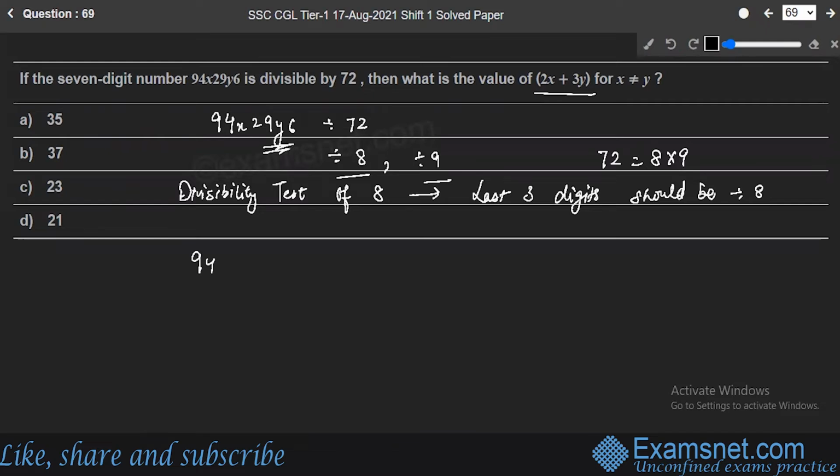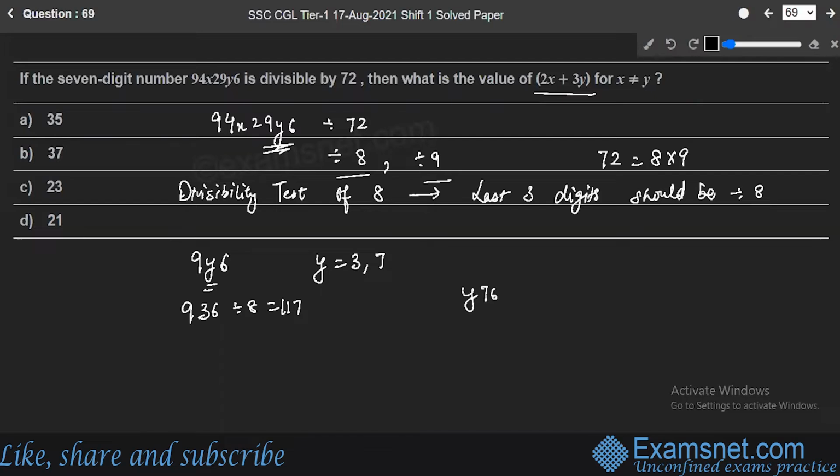It's 9y6, right? So what are the possible values? Let's see, y can have the value as 3 and 7. Then only they are divisible by 8. 936 is divisible by 8 as it gives 117.